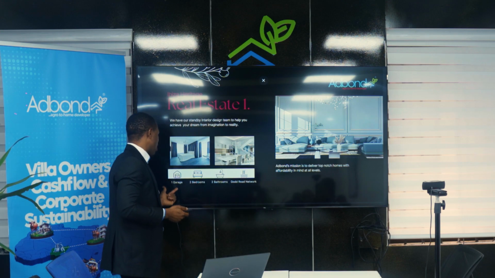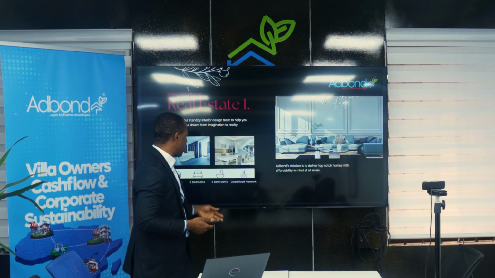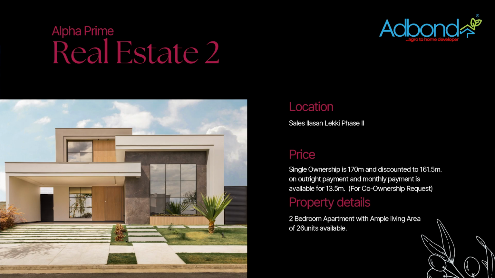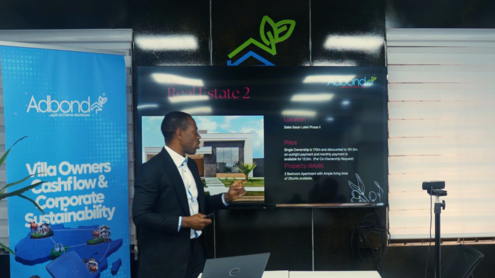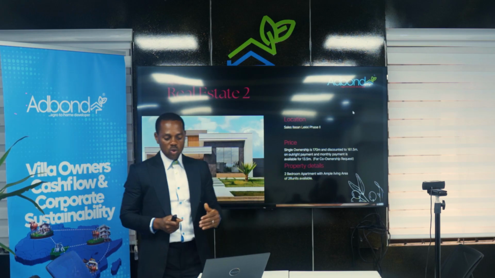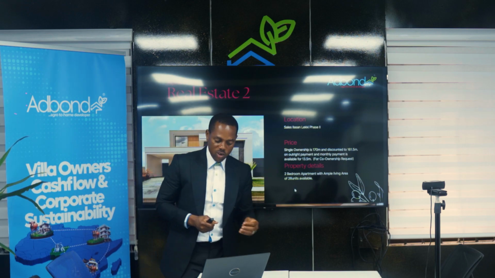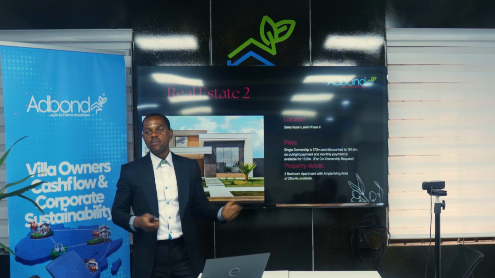And you look at garage, 1 car, 2 bedroom, 2 bathroom, good road network. So now we're talking about Alpha Prime in terms of detail. Location: Salem, Elasun, Lekki, phase 2. Price 170 million, discounted to 161.5 million on outright payment, and a monthly payment plan is also available at 13.5. And then I said for co-ownership request, 2-bedroom apartment with ample living area, 26 units available.